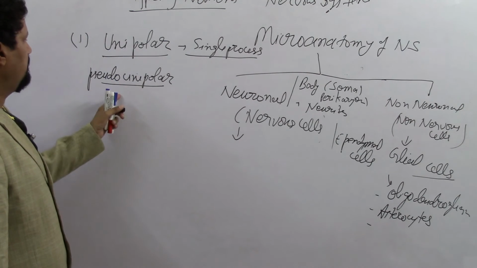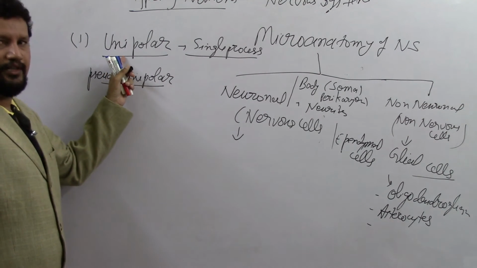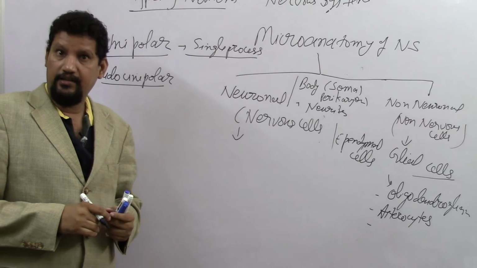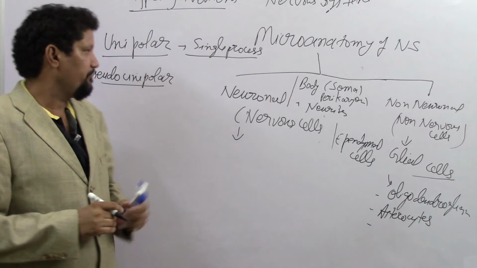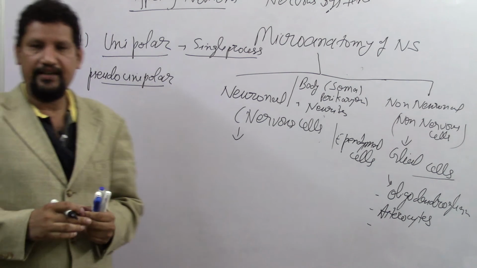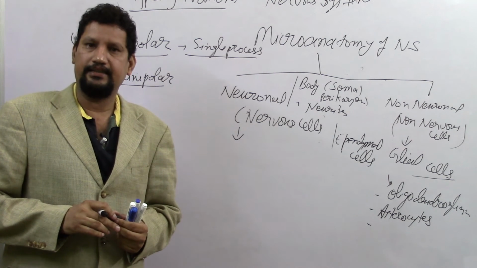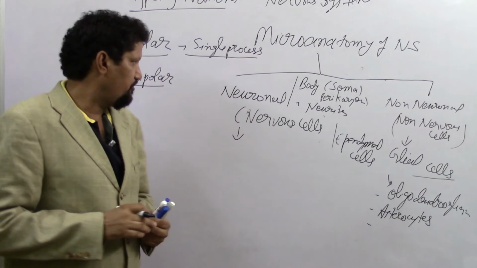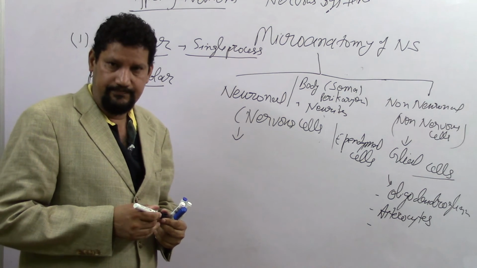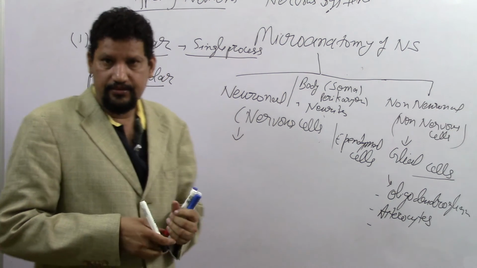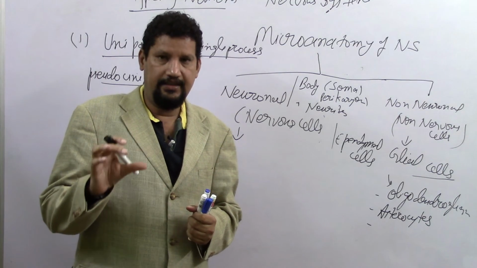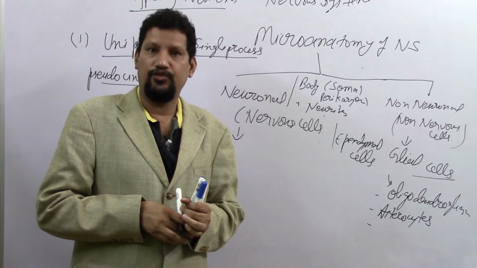Previously, both were treated as different types. One was unipolar and the other was pseudo-unipolar. But in modern neuroscience and modern neuroanatomy, both are treated as unipolar. But frankly speaking, true unipolar has a single process, and it is found only in the mesencephalic nucleus of the trigeminal nuclear complex. Only the part of the trigeminal nuclear complex which is in the midbrain has unipolar neurons.